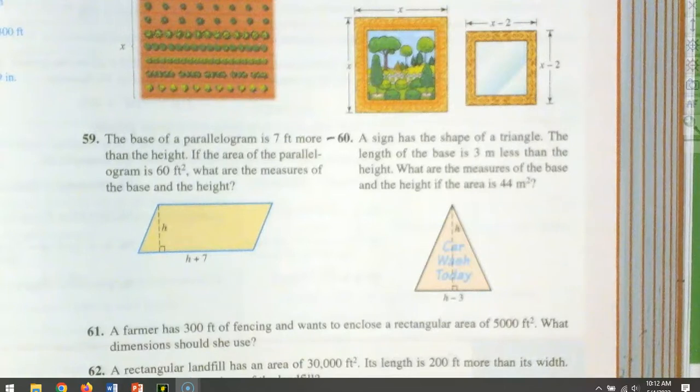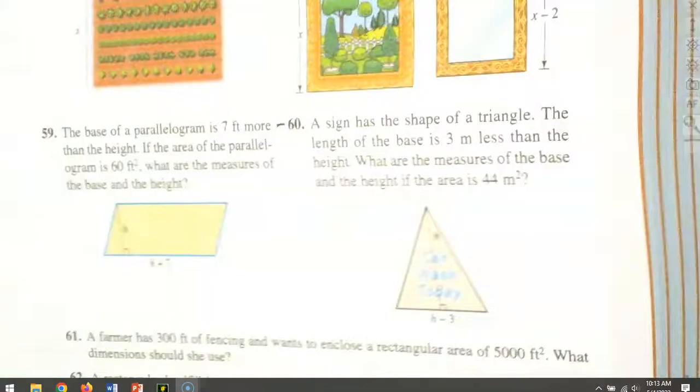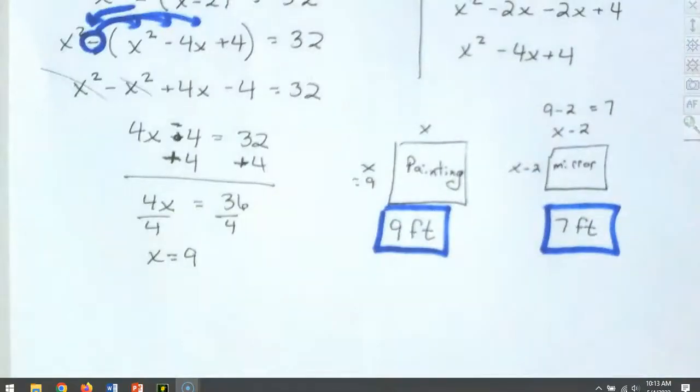A sign has a shape of a triangle. The length of the base of the sign is 3 meters less than the height. So there, he drew it out for you. What are the dimensions of the base and the height if the area is 44 square meters? So I think this one will actually be a little bit easier.